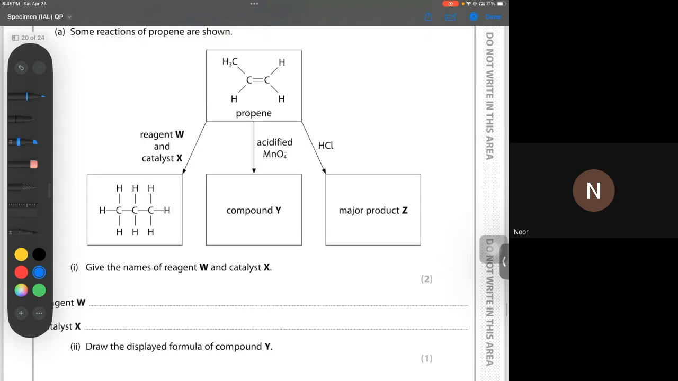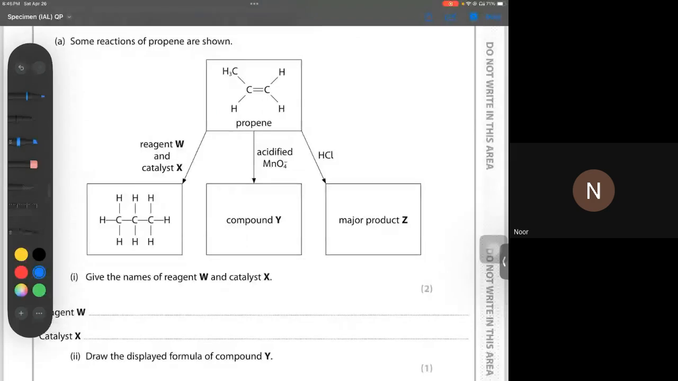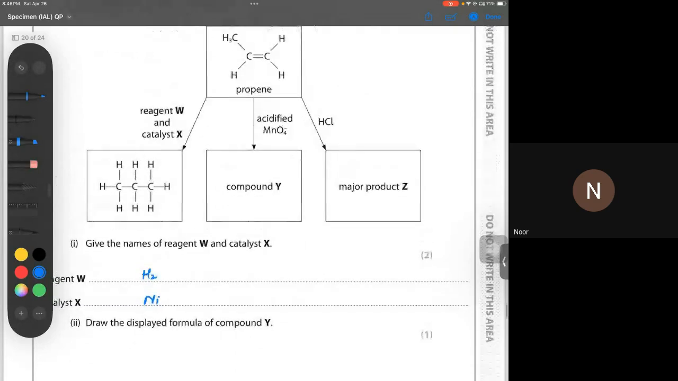Give the names of the reagent W and catalyst X. So W means alkene to alkane. Baby question. Very easy question. So the reagent is hydrogen. Catalyst is nickel. Draw the displayed formula of compound Y. They are going to oxidize. They haven't mentioned the temperature, so I would be assuming that this is room temperature.